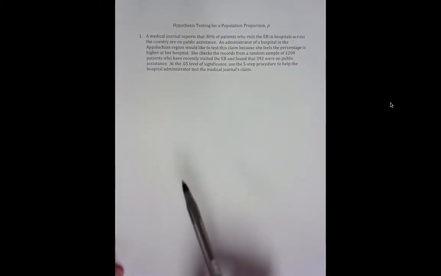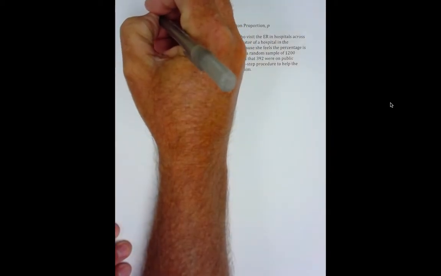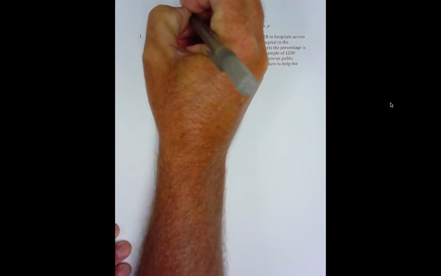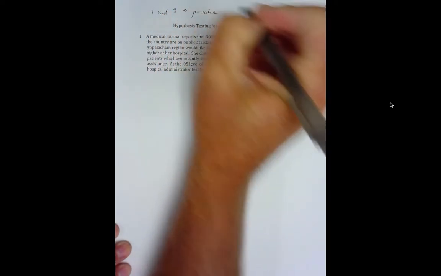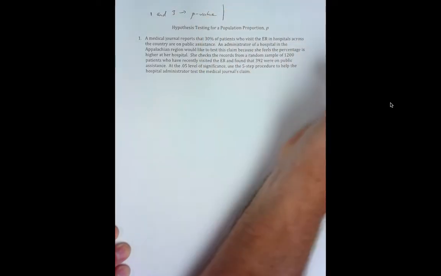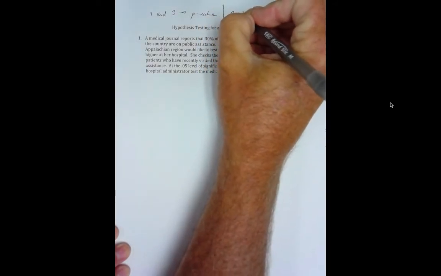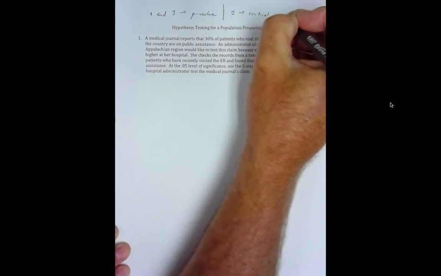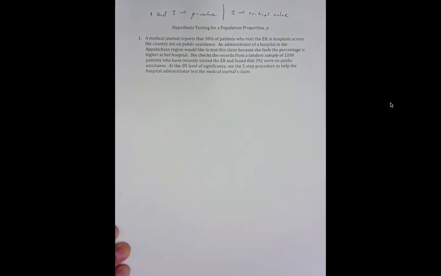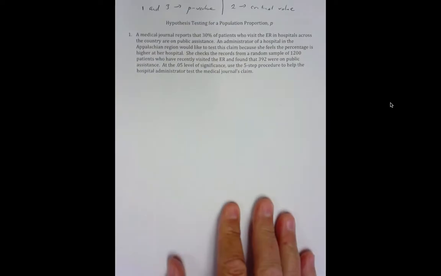Okay. What I want to do is work number 1 and number 3 using just a standard p-value method. That's going to be the one you're mostly going to use. And number 2, I'm going to use the critical value approach, just to give you a demonstration of it. So it's a little harder. It takes more work.